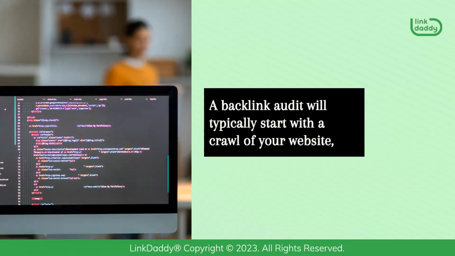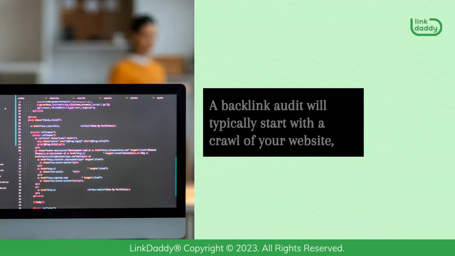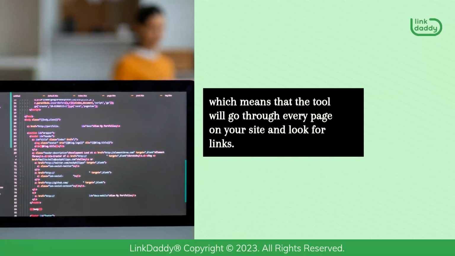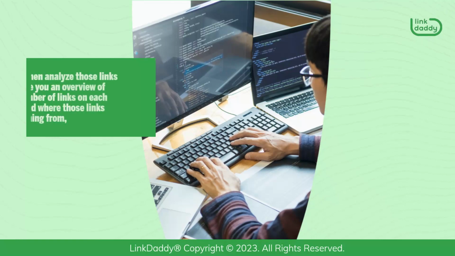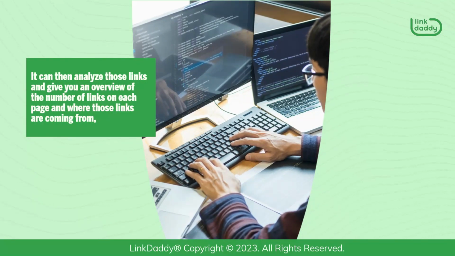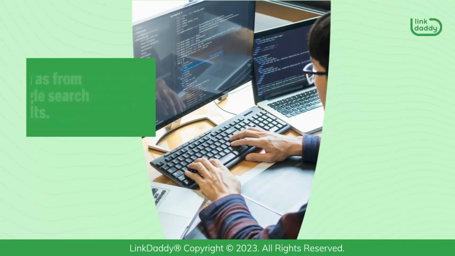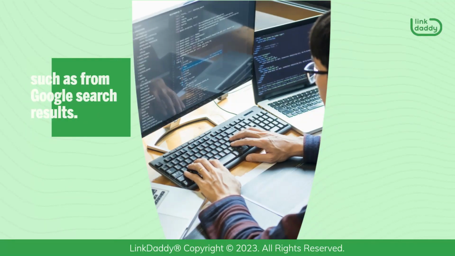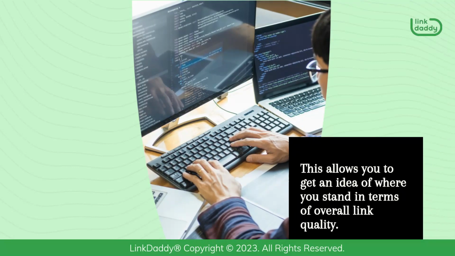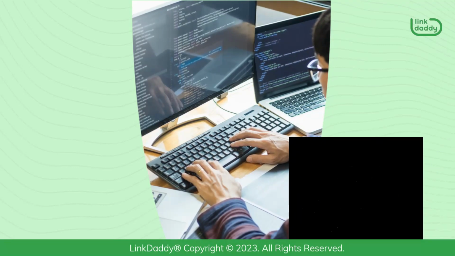A backlink audit will typically start with a crawl of your website, which means that the tool will go through every page on your site and look for links. It can then analyze those links and give you an overview of the number of links on each page and where those links are coming from, such as from Google search results. This allows you to get an idea of where you stand in terms of overall link quality.